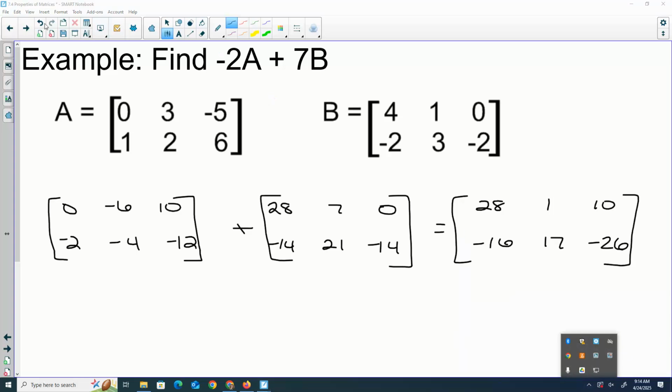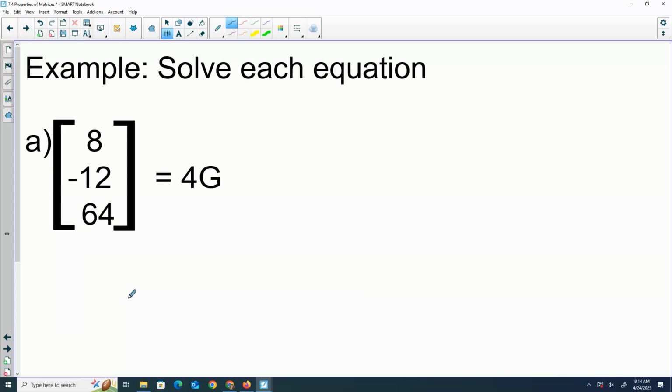Want to look at is solving equations with matrices. So a matrix is oftentimes labeled with a capital letter. So when I see this equals 4G, G is a capital letter, it's meaning a matrix. So we are looking for matrix G. In any other equation, if you were trying to get G by itself, what would you do? Divide by 4. So what we're going to do is divide everything in this matrix by 4.